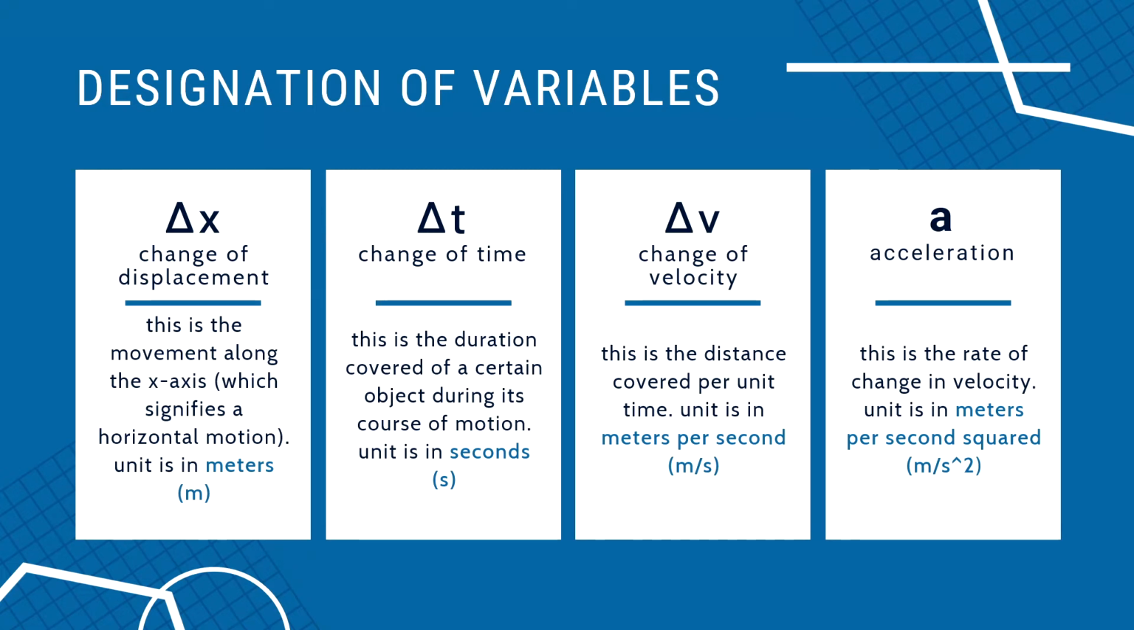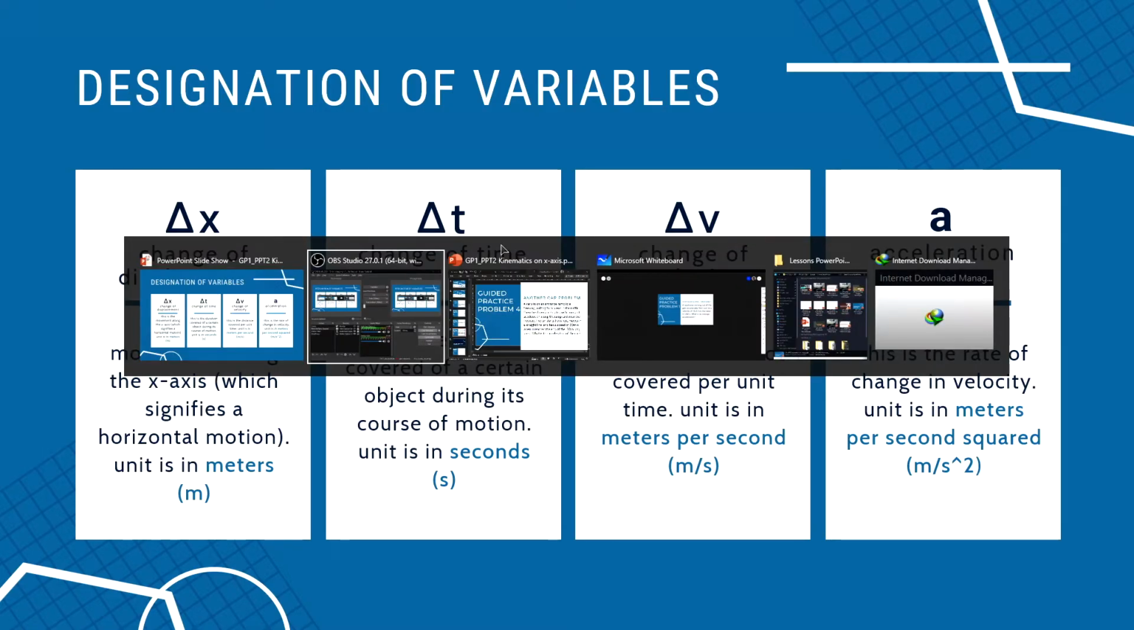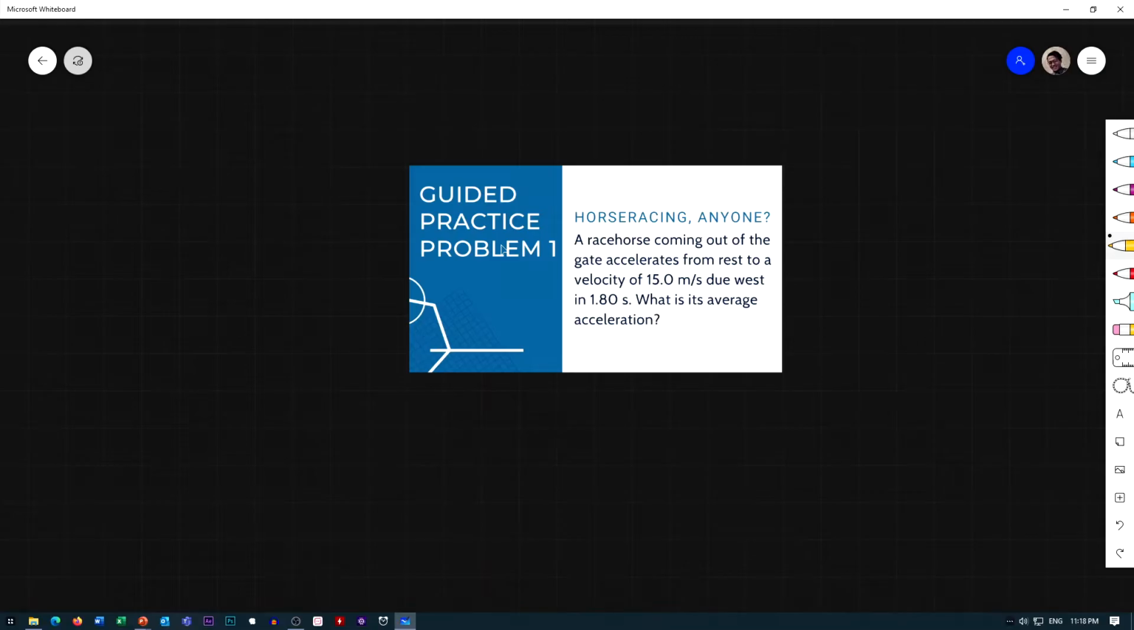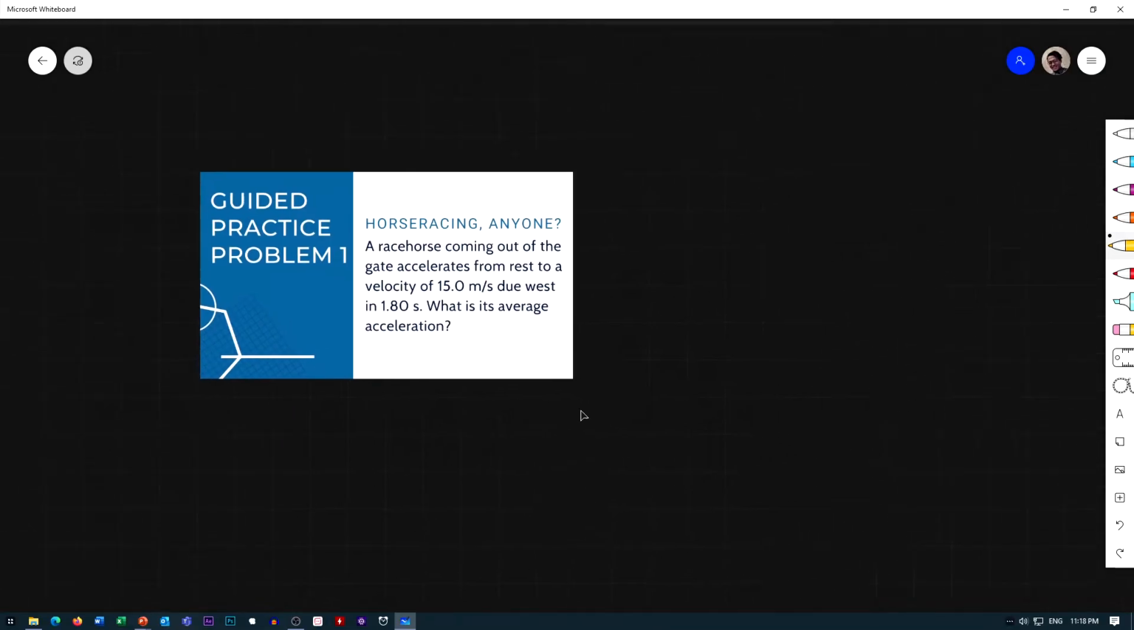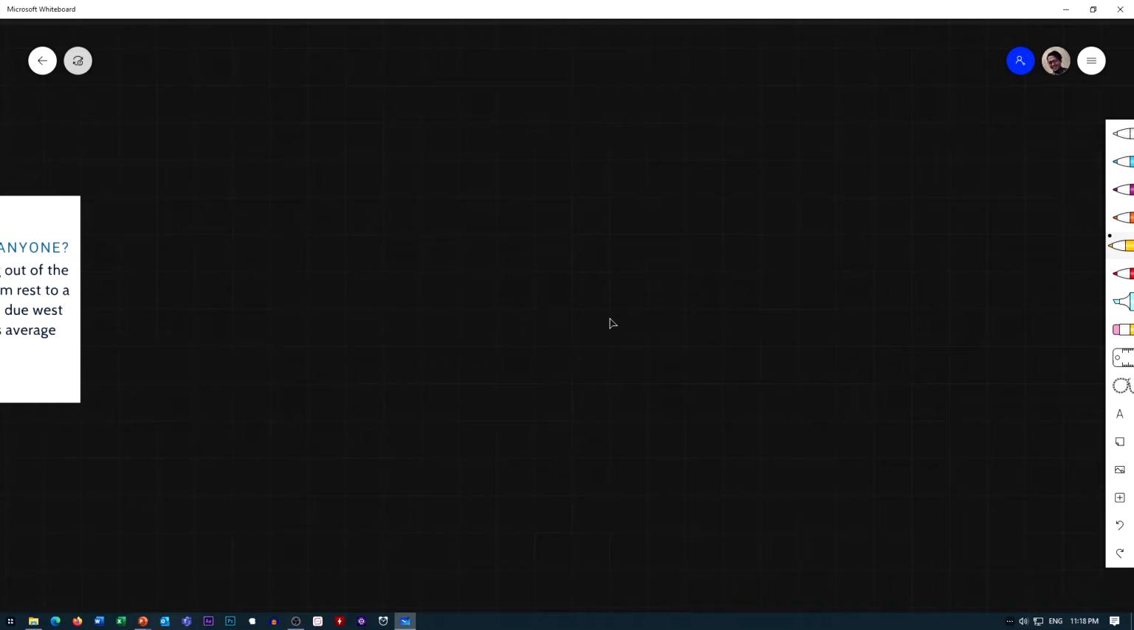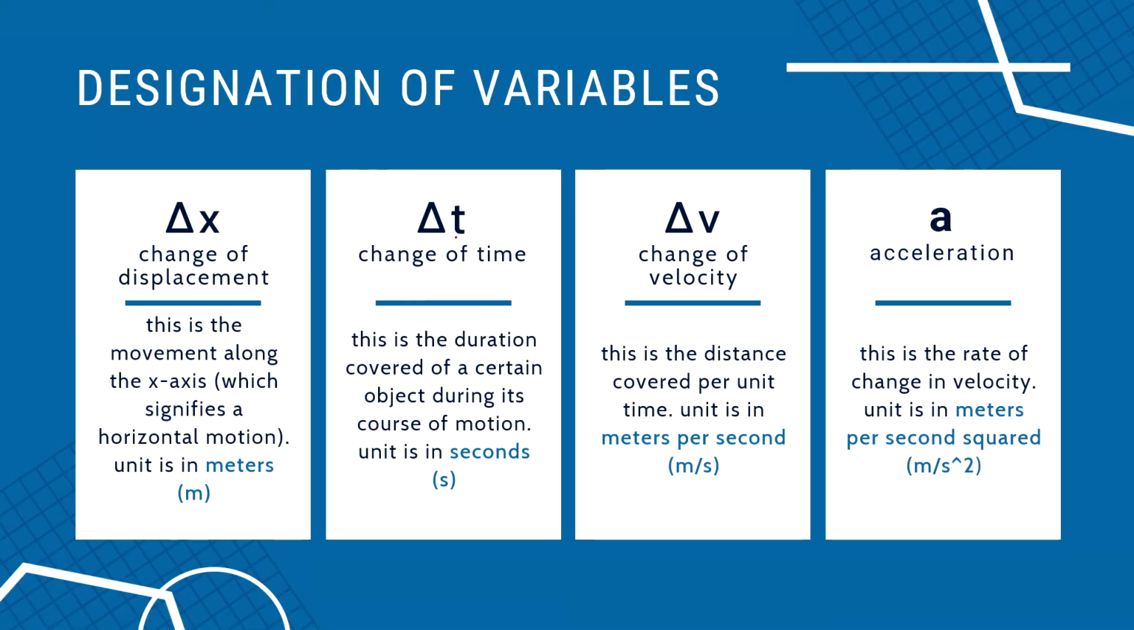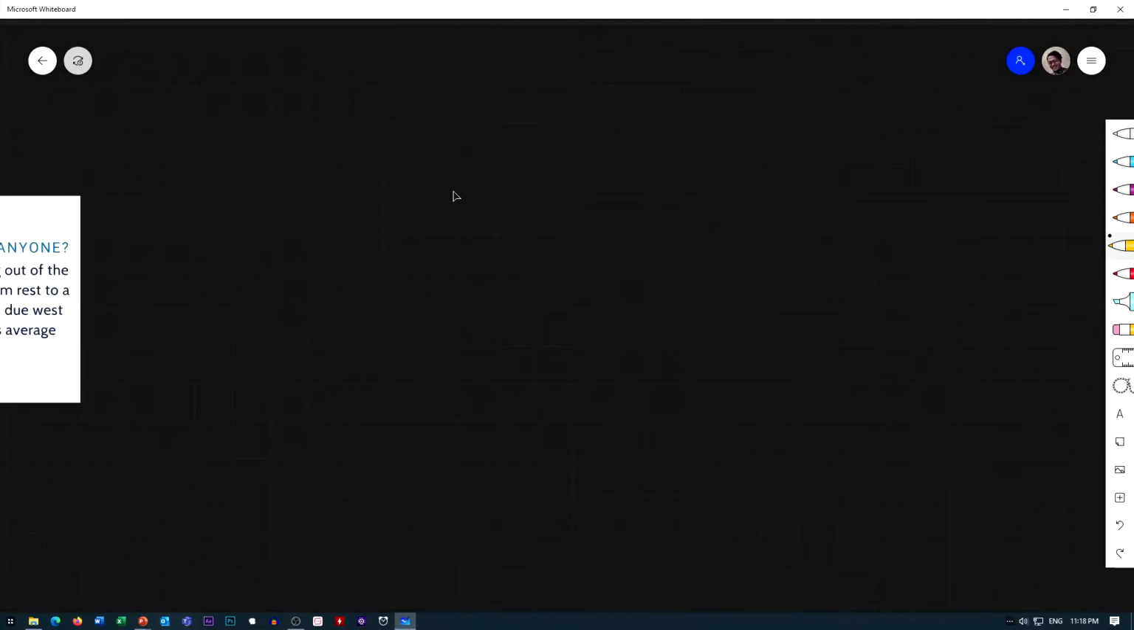First we're going to determine the designation of variables. So I'm going to switch now to Microsoft Whiteboard to define all this. And then after this, we're going to proceed with the self-paced practice, the guided practice problems. I'm going to get this out of the way first before diving into that. So our first variable is change of displacement.